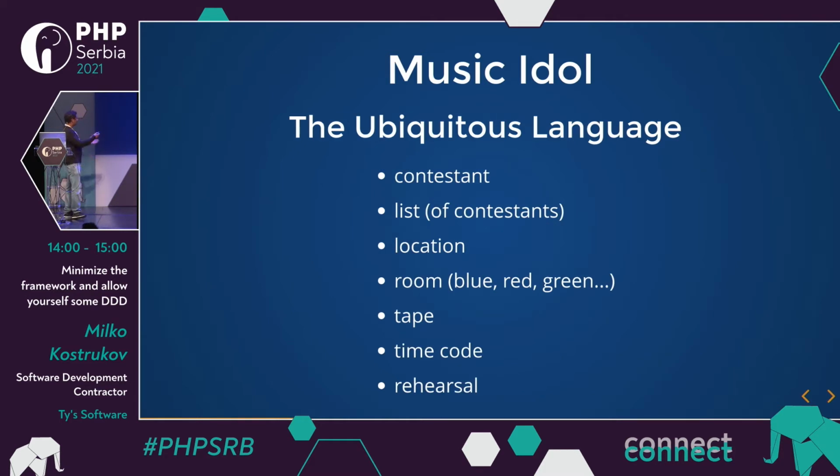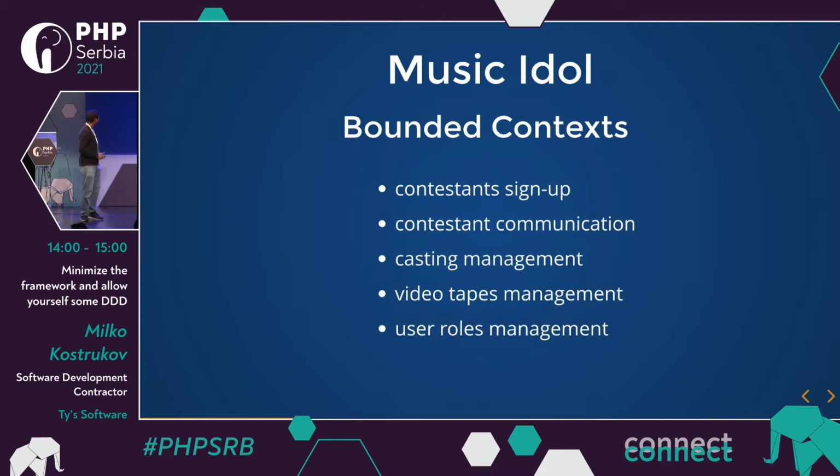And the ubiquitous language. Well, for us, it was something like contestant, list of contestants, a location. Location in particular meant where somebody is supposed to come for a casting, where the castings were held. The rooms, this was a particular room of the location. A tape, I told you what the tape is. A time code, it's a time code on the tape. Rehearsal. Just notice that there is no database, there's no server, there's no MVC involved.